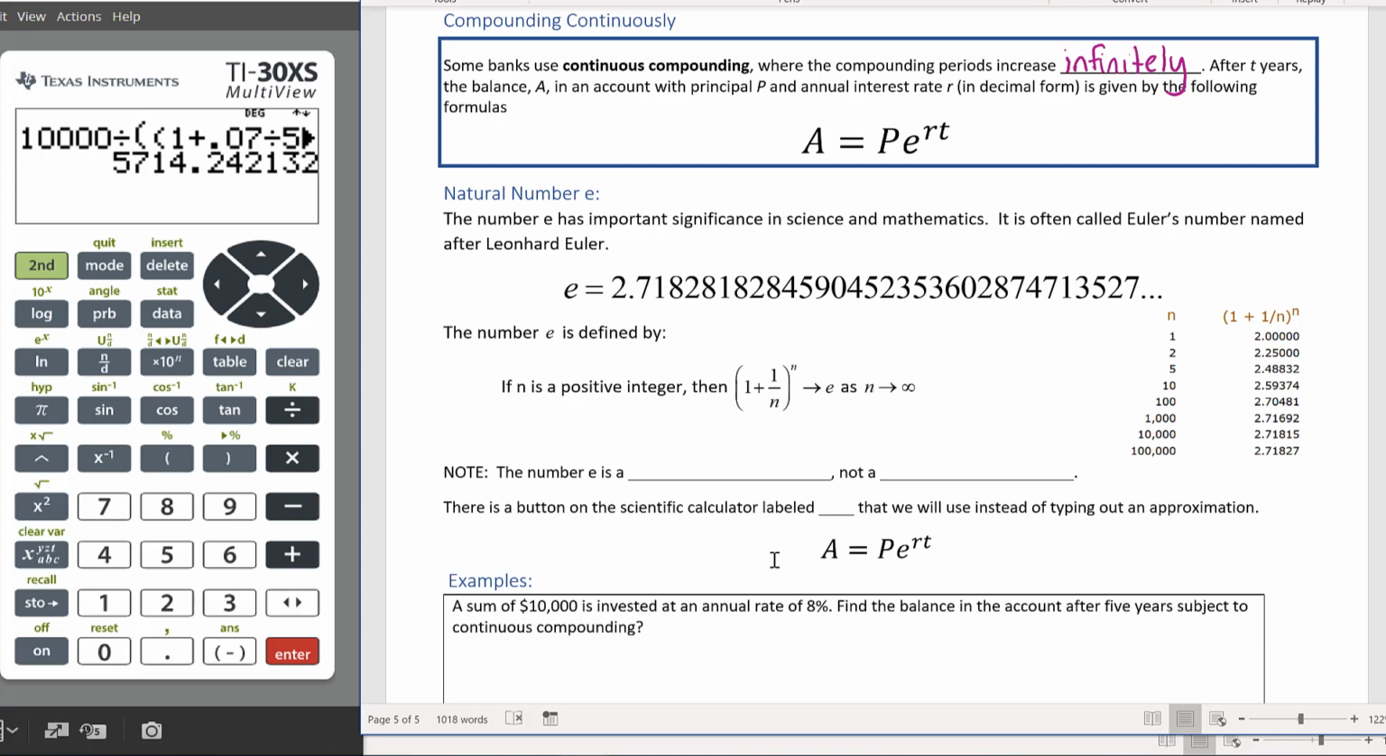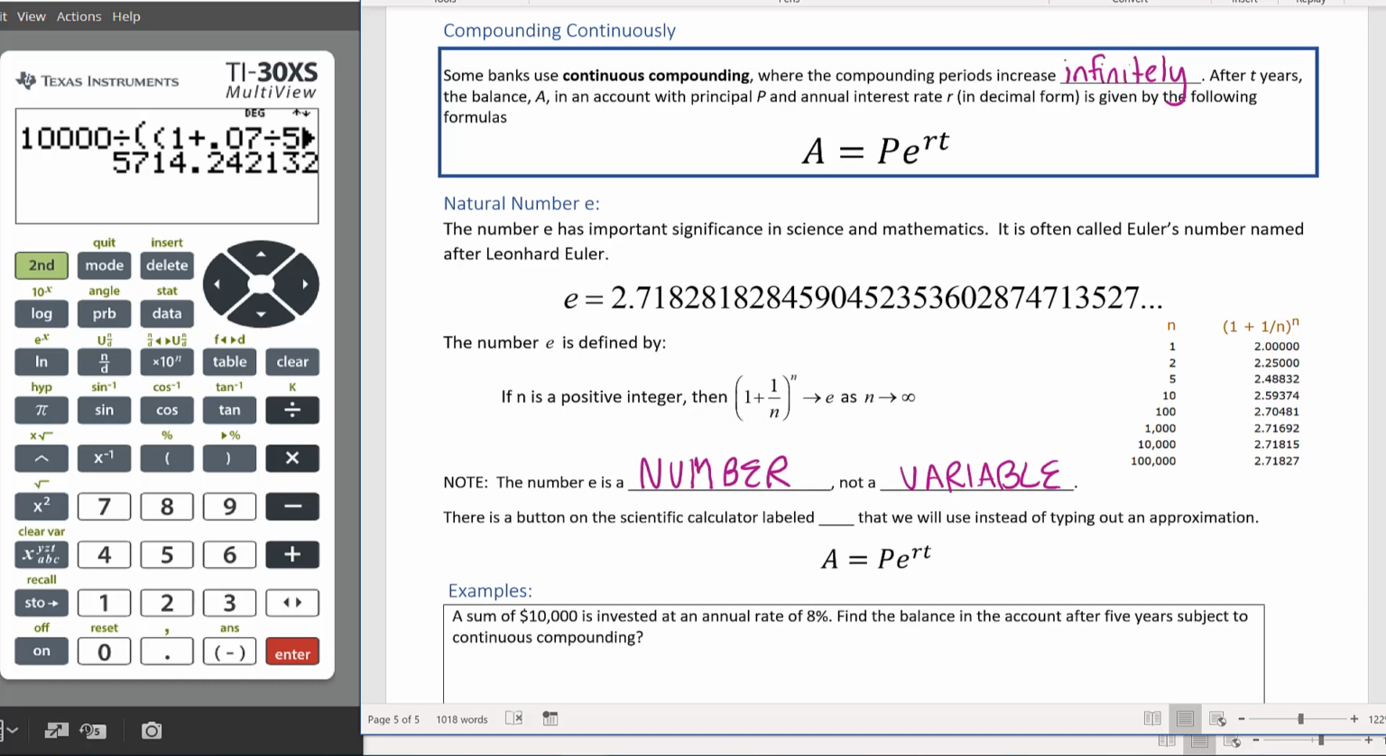So this is how that number was calculated, and it just turns out that in nature and all sorts of interesting places, this number pops up, which is pretty cool. And here it pops up in finance. So the big thing that you need to understand is e is a number, not a variable. Okay, number, not a variable.